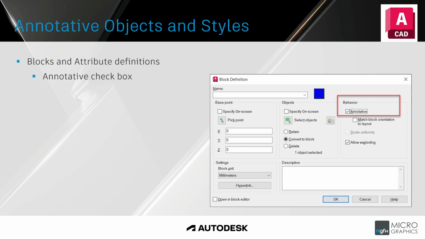For my blocks and attribute definitions, what happens is when you create a block, the attribute definitions are allowed to be annotative as well. So your block and attributes can be annotative, and once you're creating that block definition, you'll see over there on the right hand side, behavior, it must be annotative.